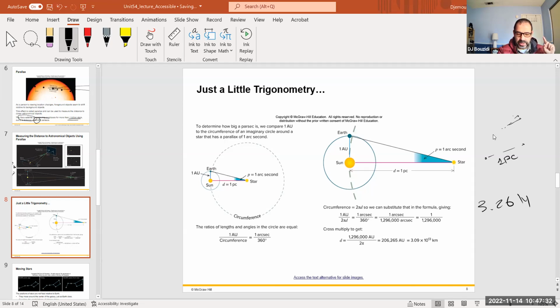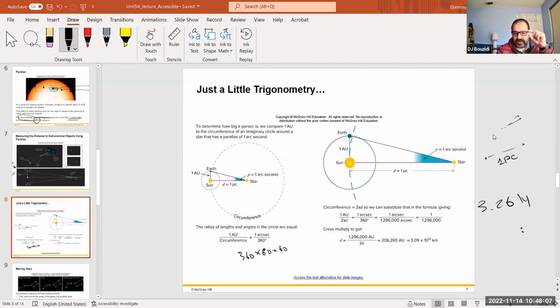Remember, there are 360 degrees. In each degree, there are 60 arc minutes. And in each minute, there are 60 arc seconds. So what you have in this case, 360 times 60 times 60, which is 1,296,000 arc seconds. Cancel the arc second with the arc second to find what a parsec is, to find how far is an object that can shift by 1 arc second in the night sky.